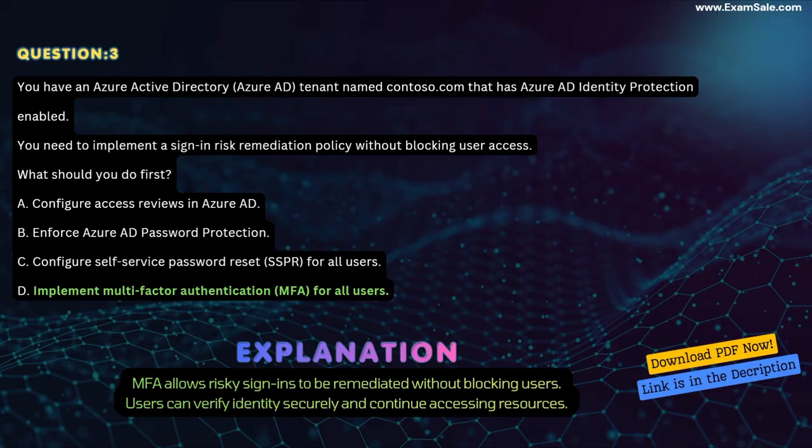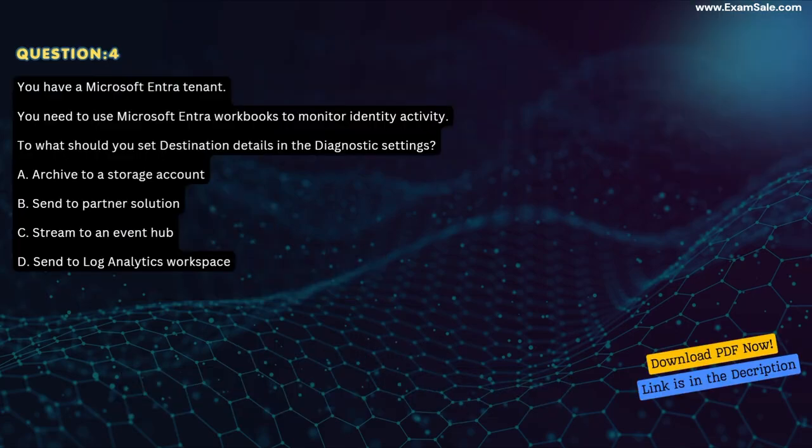Question 4. You have a Microsoft Entra tenant. You need to use Microsoft Entra workbooks to monitor identity activity. To what should you set destination details in the diagnostic settings? A. Archive to a storage account. B. Send to partner solution. C. Stream to an event hub. D. Send to log analytics workspace.